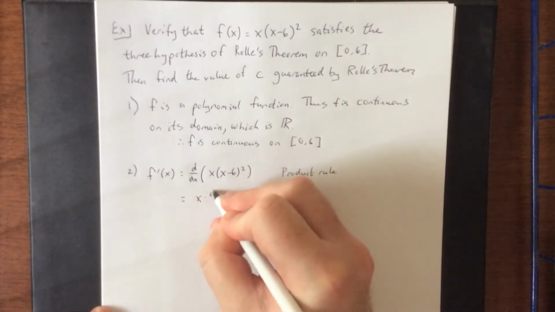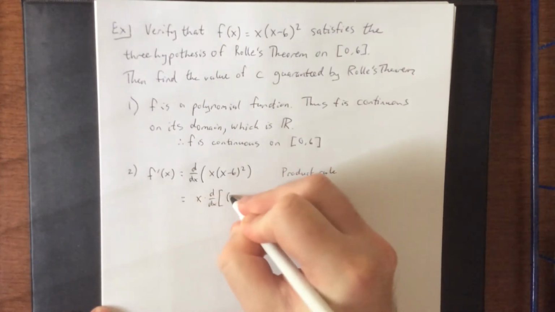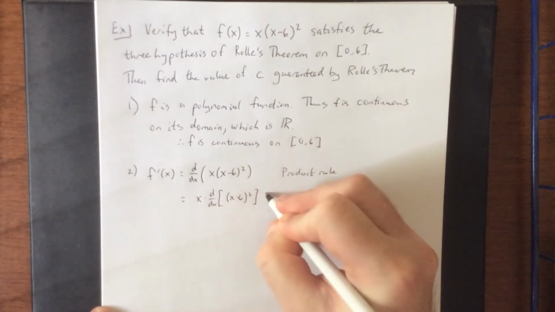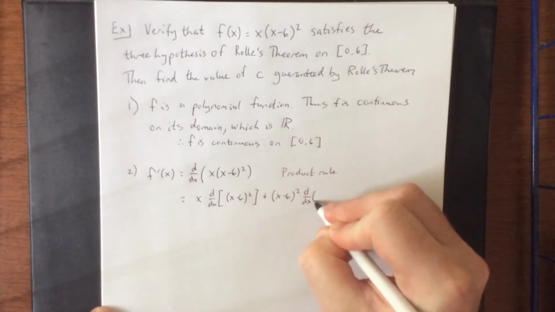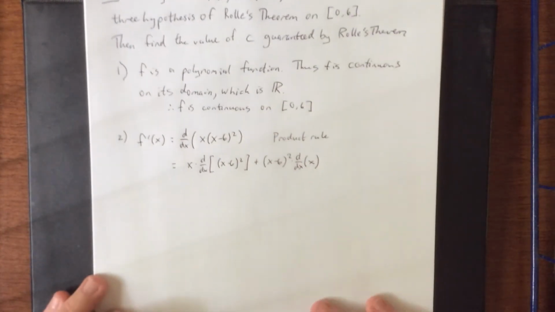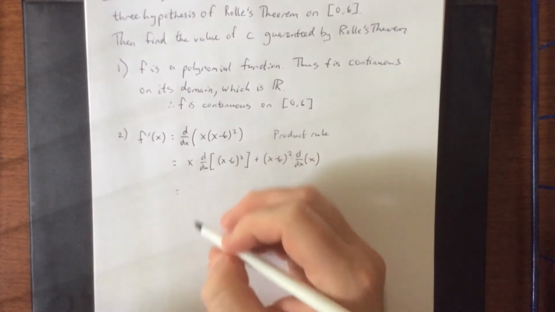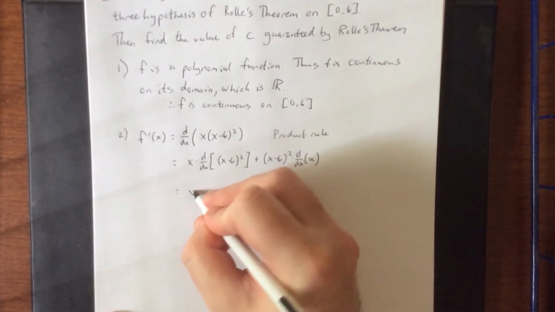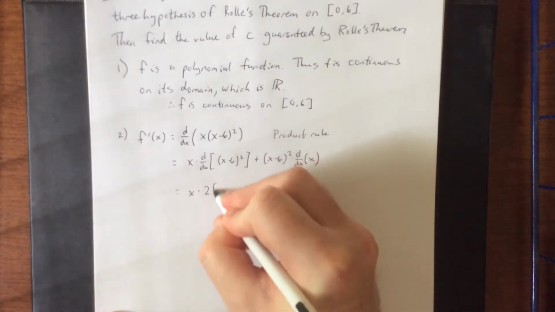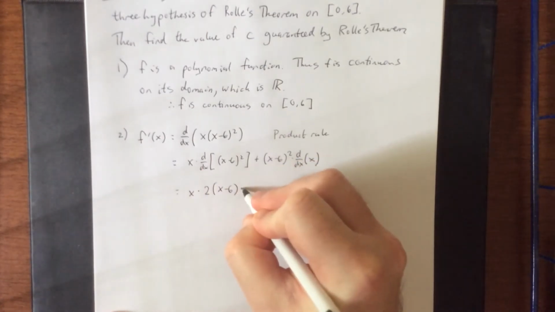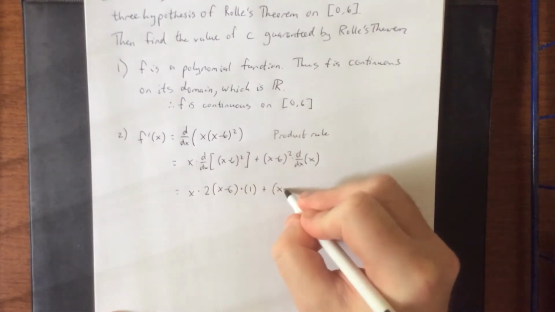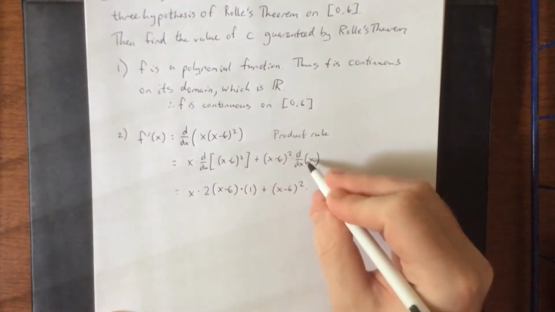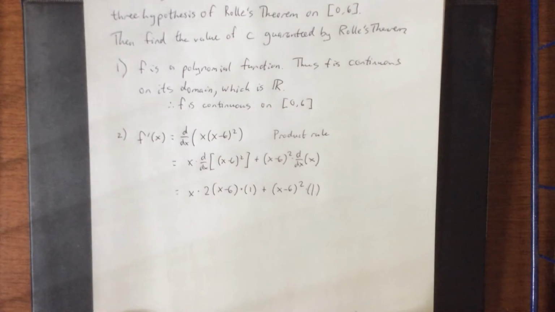So we'll do the first thing times the derivative of the second thing plus the second thing times the derivative of the first thing. Now for the derivative that's left over for the first part here, we can apply the chain rule and call that 2 times (x minus 6) to the first power times the derivative of the inside. Derivative of the inside, thankfully, is just 1. Then for the last derivative here at the end, derivative of x with respect to x will simply be 1.